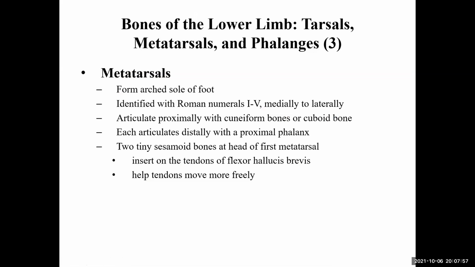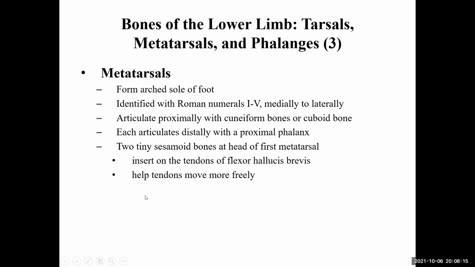All right, the metatarsals. From here on in, it is going to be autopilot for you folks. What I mean by that is this should be pretty easy because there's a lot of similarities between the hand and the foot. Here's one. The metatarsals. These are the bones that form the arch of your foot.